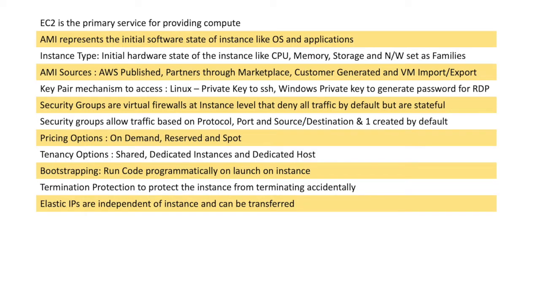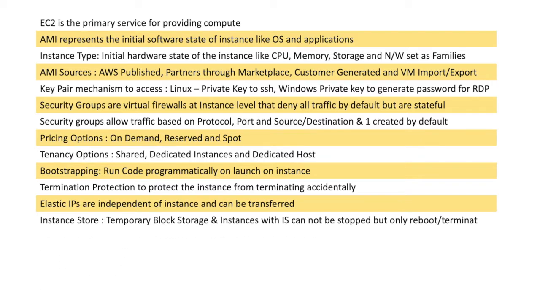In normal cases, the IPs are usually mapped to a particular instance. But if you want to have an elastic IP, you can have it independent of any instance. You can have it in your own account. And as and when you feel like mapping it to a particular instance, or transferring it from one instance to another, you can do so using elastic IPs.